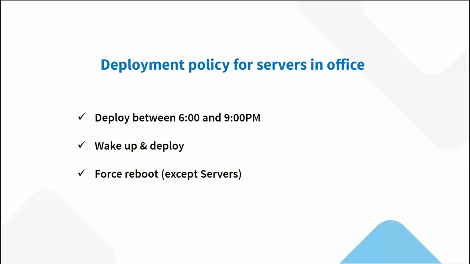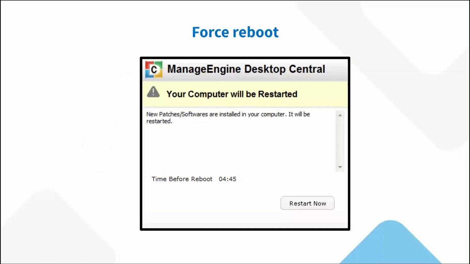For the machines at your office, similarly, you can create a separate policy wherein you have the deployment window between 6 to 9. And like I showed you before, you can wake up the machines before deployment, and you can force reboot as these machines are at the office. Once you choose to force reboot, this is how it looks to the end user. They will get this notification.